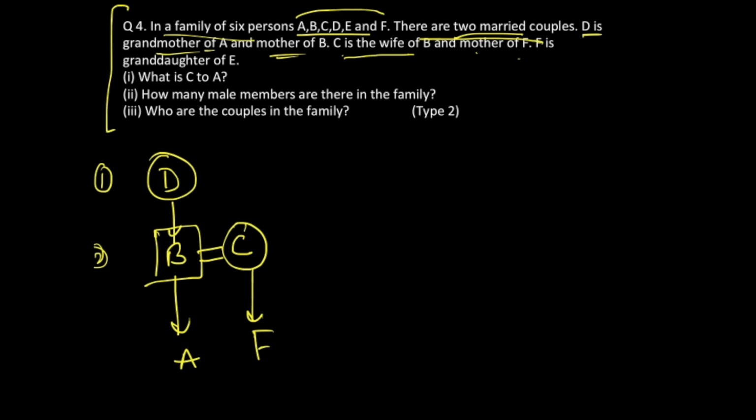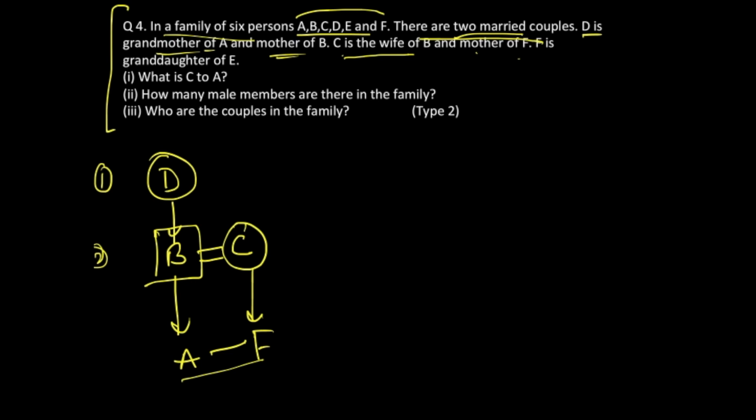So this makes it possible for us to derive the conclusion that A and F are siblings, because B is the father of A and C is mother of F, and since they two are married, these two are the kids of B and C, right? So now we have this conclusion as well.